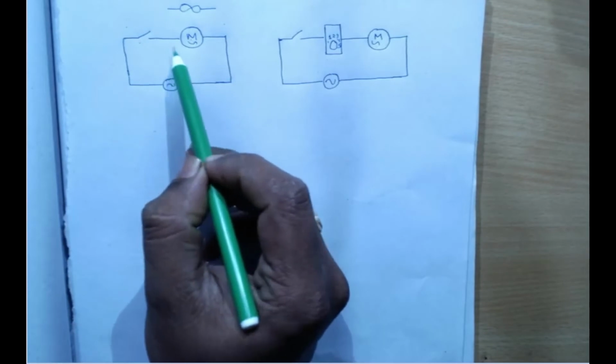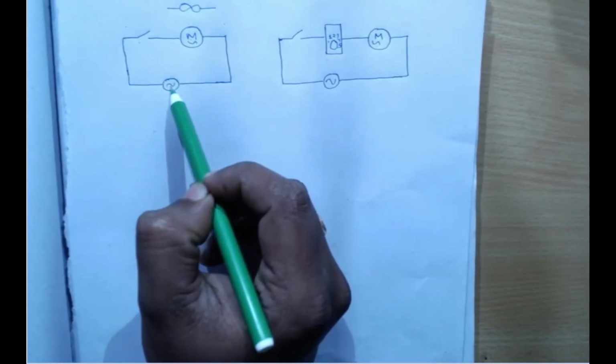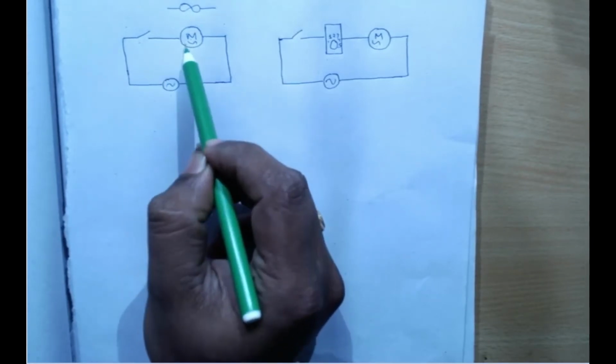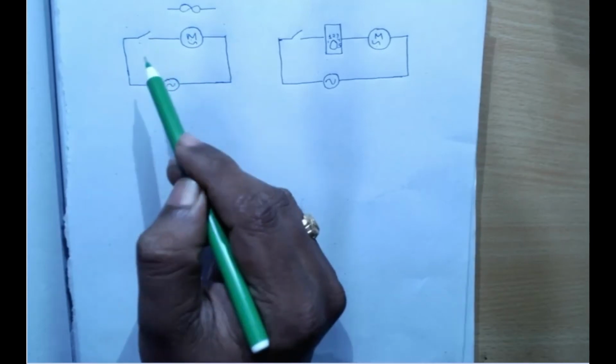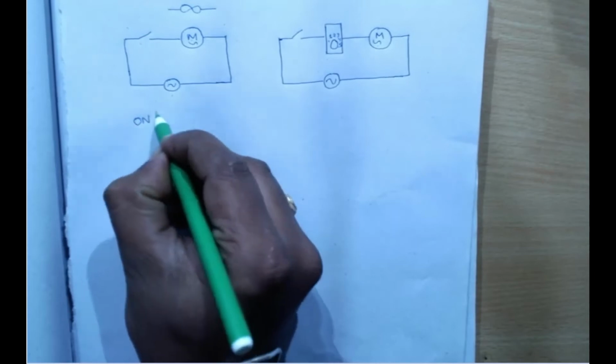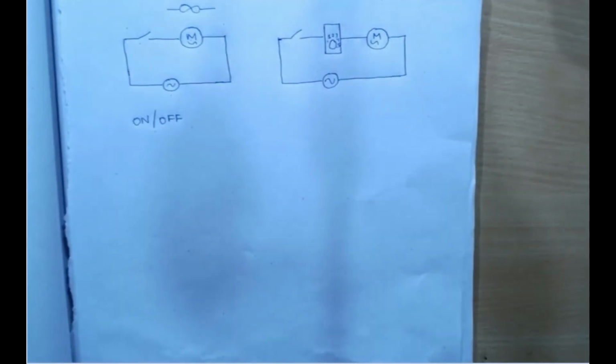What will it do? If you switch it on, then the fan will rotate. It means the fan gets the energy from the supply through the switch. In the left side of the diagram, I can only switch the fan on and off. But I cannot change the speed of the fan. I cannot control the speed of the fan.